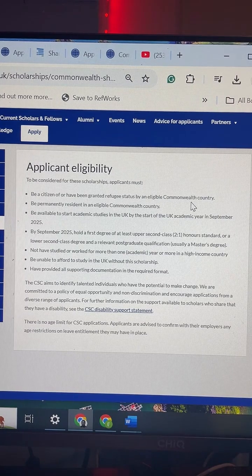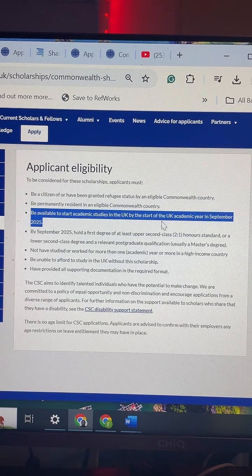So now let's look at the applicant's eligibility. To be considered for this scholarship, applicants must be a citizen or have been granted refugee status by an eligible Commonwealth country. So find yourself in any of the Commonwealth countries, or be a citizen of any of the Commonwealth countries, and that is the first ticket for you to be able to go ahead and make this application.